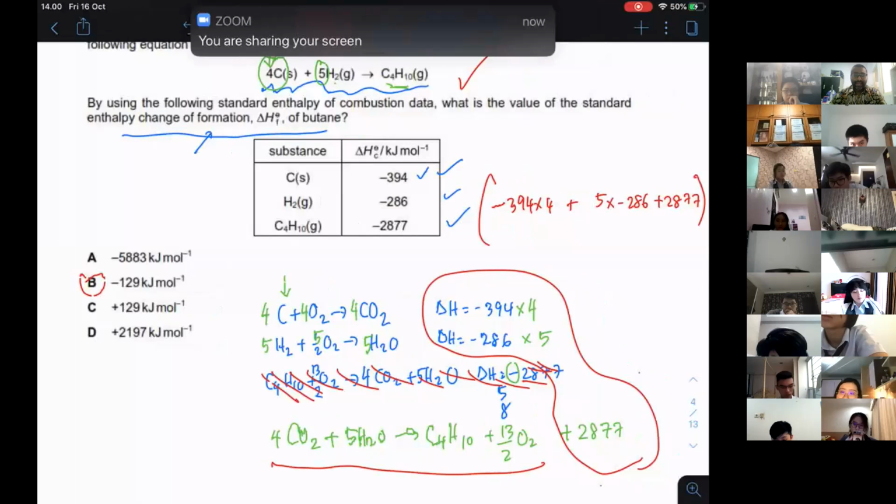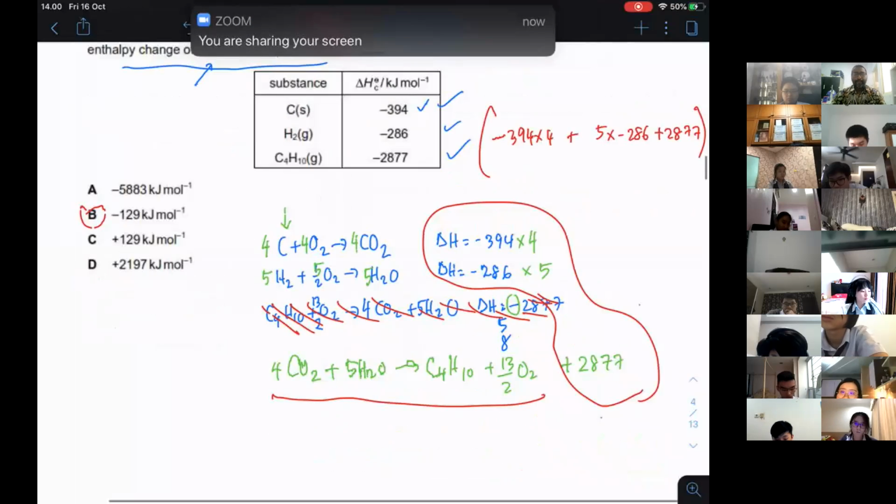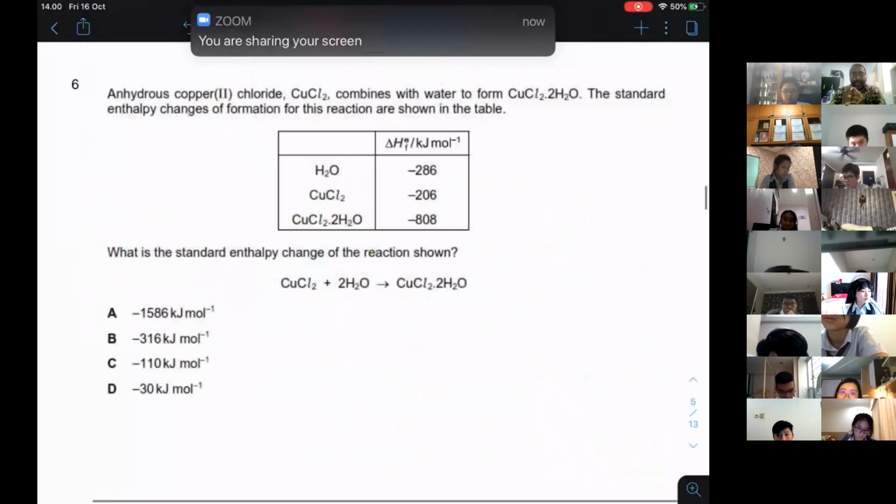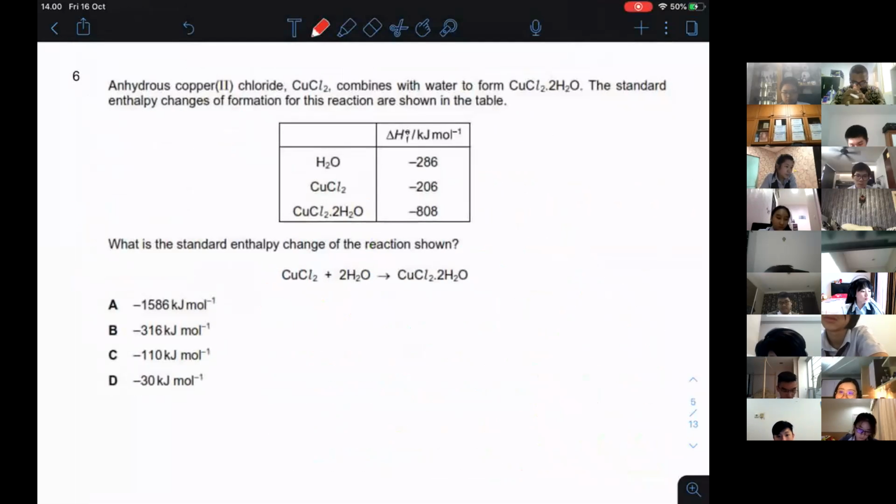Okay, let's go for number 6. I think I will let you decide which method. Giuliano, can you tell me what method I will choose for this question? The magic method, yeah. So this is the formation method, probably the magic method.